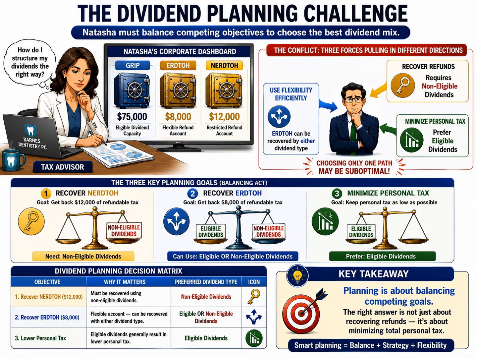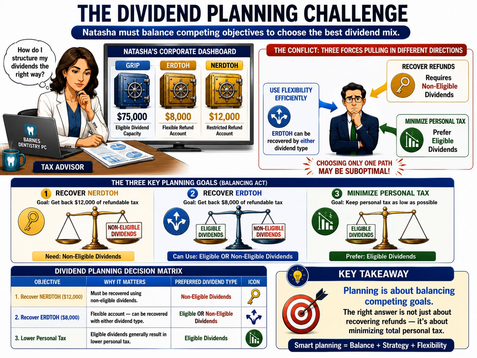Now that we understand Natasha's tax accounts, let's look at the real challenge. The difficulty isn't calculating a dividend. The difficulty is choosing the right mix of dividends. At first glance, Natasha's objective seems simple. She wants to withdraw cash from her corporation. But as soon as we examine the tax attributes available, we discover that multiple goals are competing with each other. And that's exactly what makes dividend planning a strategic exercise.